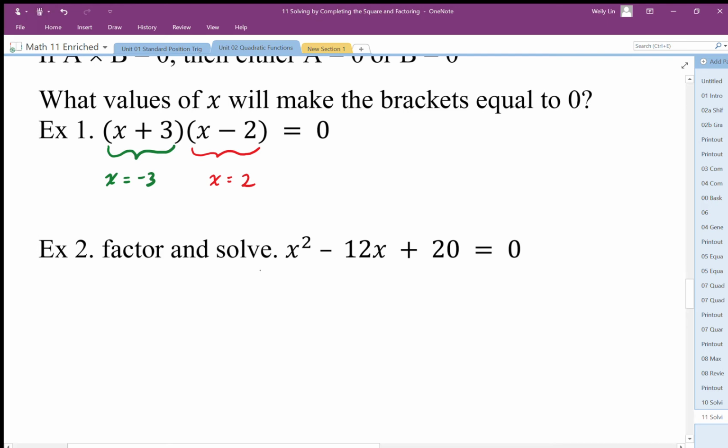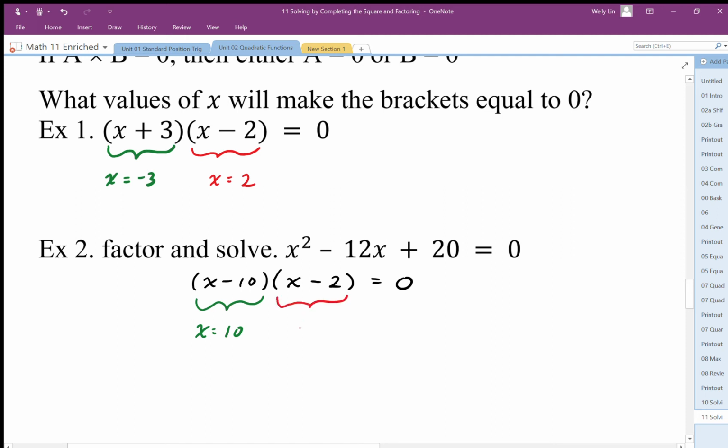So if we factor this here, two numbers that multiply to 20 and add to negative 12 are going to be negative 10 and negative 2. This is equal to 0. And again, it's important that it's equal to 0, because now we can use the zero property of multiplication. So looking at this factor, x could be equal to 10. If x is equal to 10, this other factor is going to be equal to 8, but 0 times 8 is still equal to 0. So 10 is a solution.